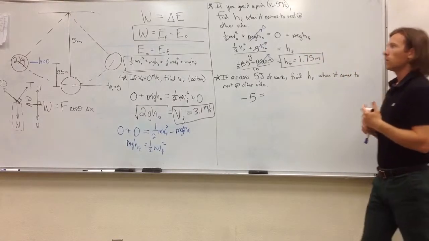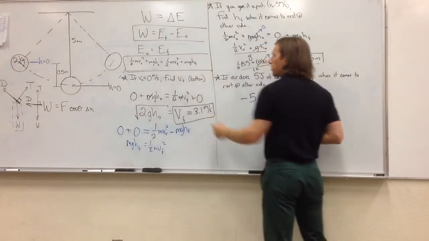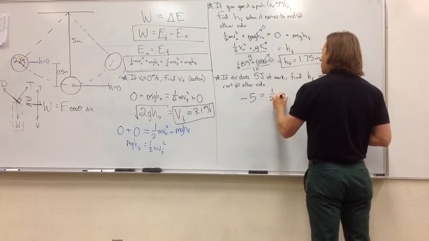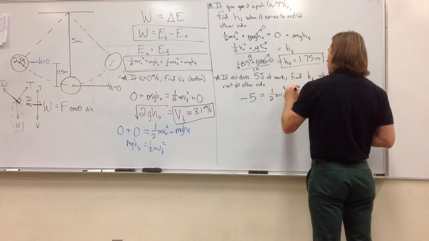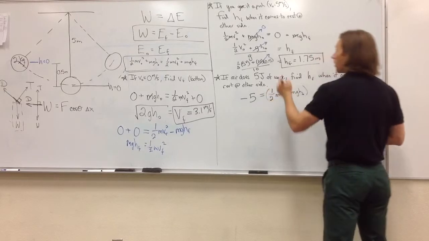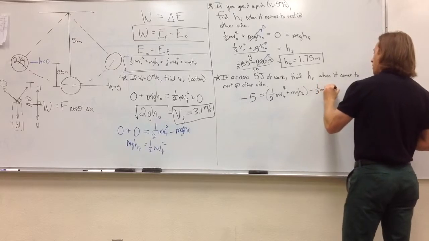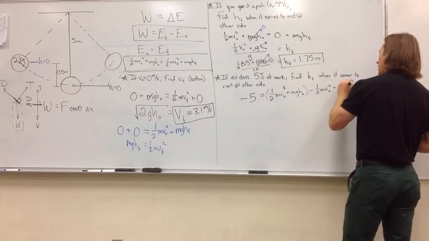All right. What does that equal? It simply equals the change in energy. So E final is just 1/2 mv final squared plus mgh final, minus the initial, which is 1/2 mv initial squared plus mgh initial.